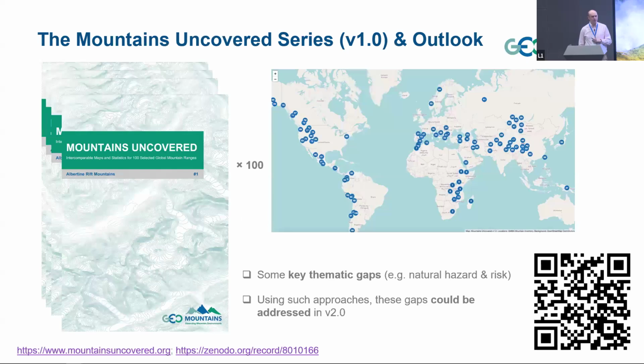And this could potentially in future help us to augment existing products which are relevant for policymakers and educators, such as the Mountains Uncovered series, which provides a fact booklet for 100 global mountain ranges. But in this first version, we have some gaps related to biodiversity, for example, related to natural hazard and risk, and we also need to improve these products in the future. So thank you very much.